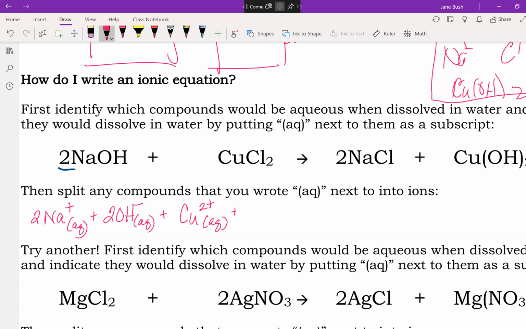Is that OH? See right here? I just brought it down from there. So is that 2 connected to the Na and the OH? That's why it's 2 on. There's a 2 in front of it, so for that NaOH, there's going to be 2 of them that break into the pieces. This is copper 2 plus 2 chlorines. So that came from there.